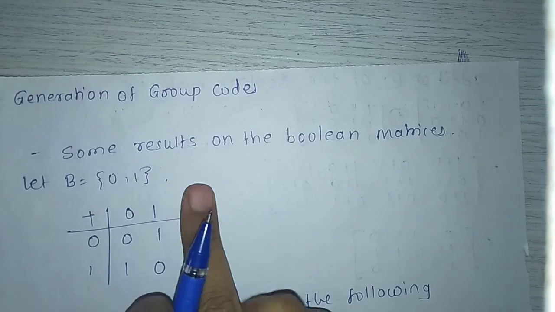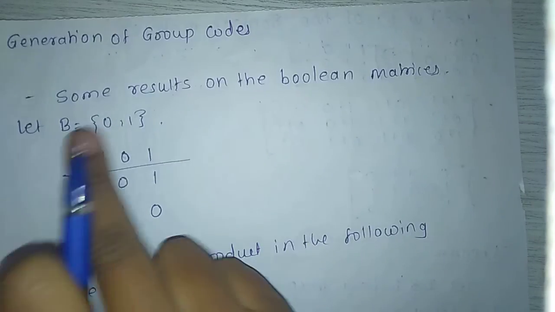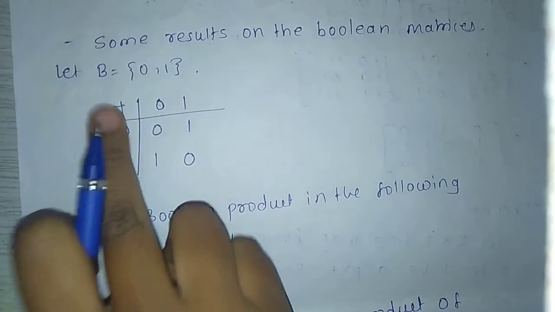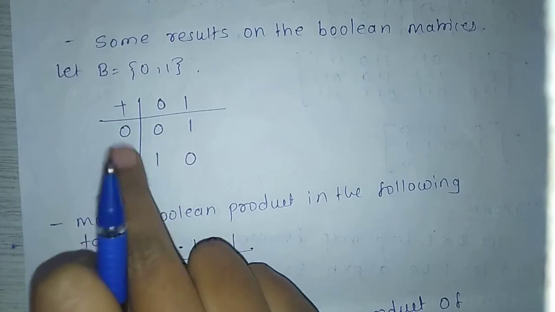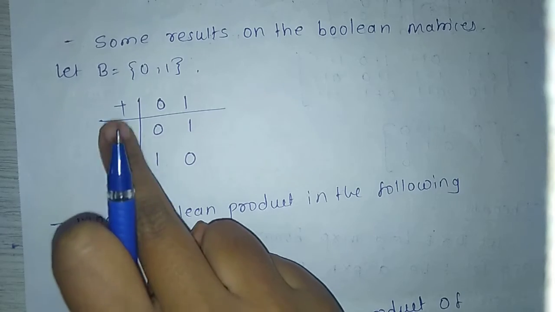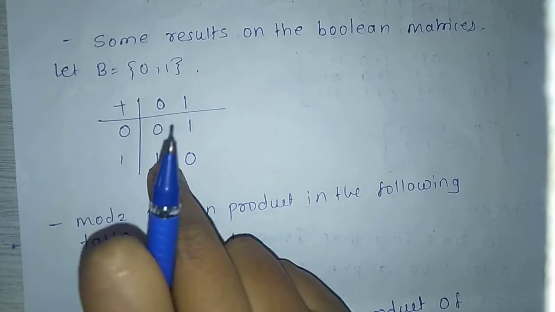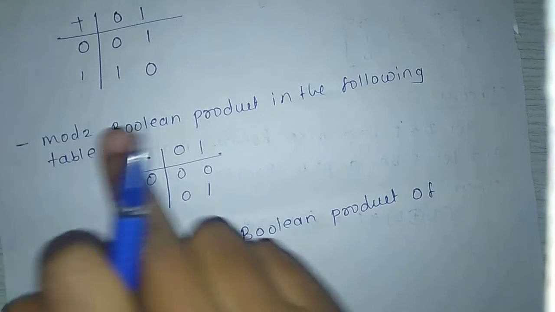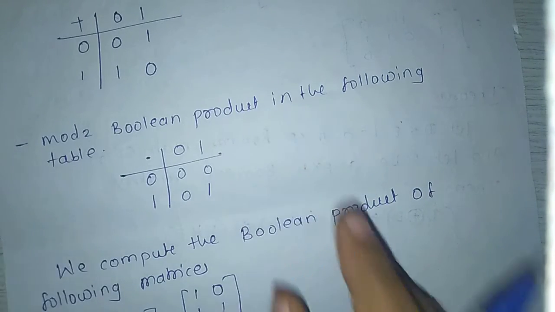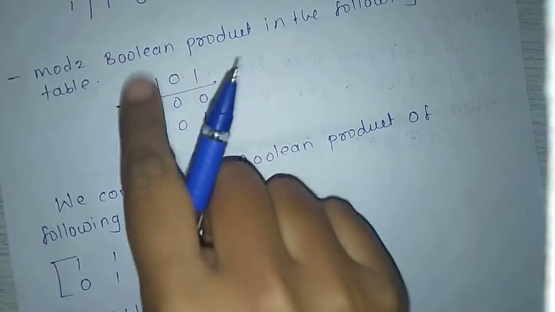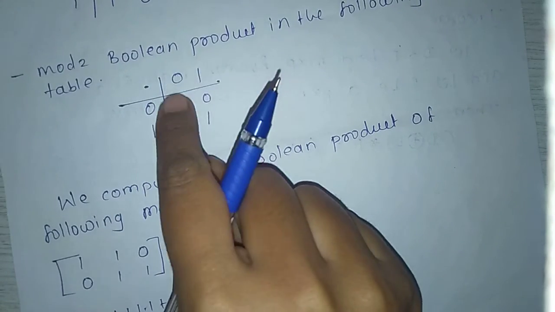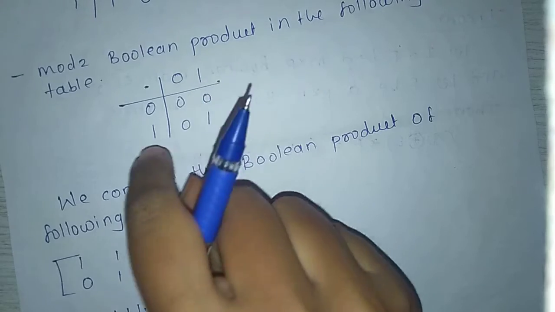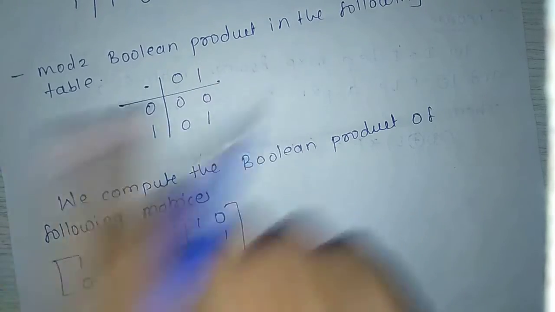Next, generation of group code. Some results on the Boolean matrices. Let B equal to {0, 1}. First, addition table: 0 plus 0 is 0, 0 plus 1 is 1, 1 plus 0 is 1, 1 plus 1 is 2, and 2 is nothing but 0 under modulo 2. Boolean product table: 0 into 0 is 0, 0 into 1 is 0, 1 into 0 is 0, 1 into 1 is 1.